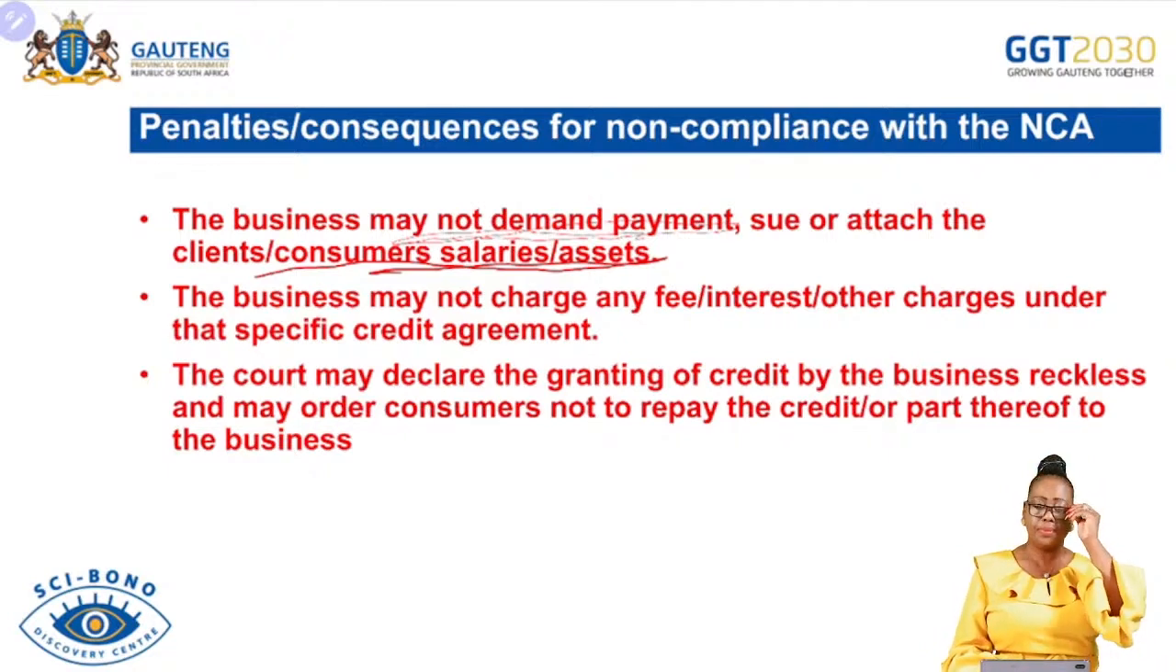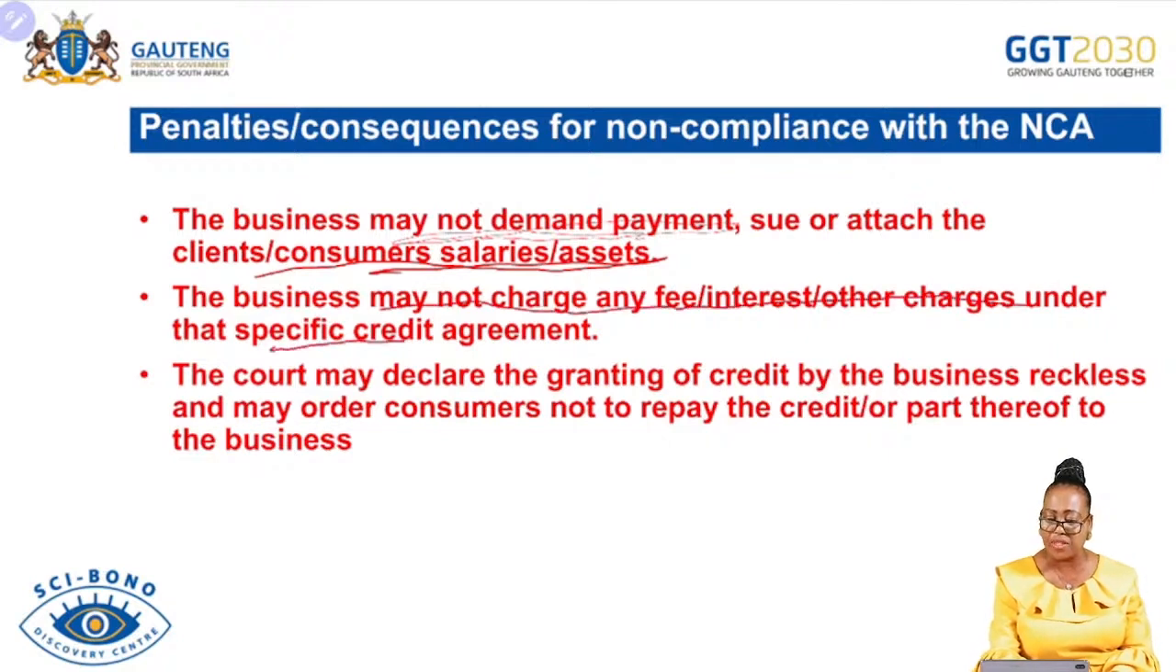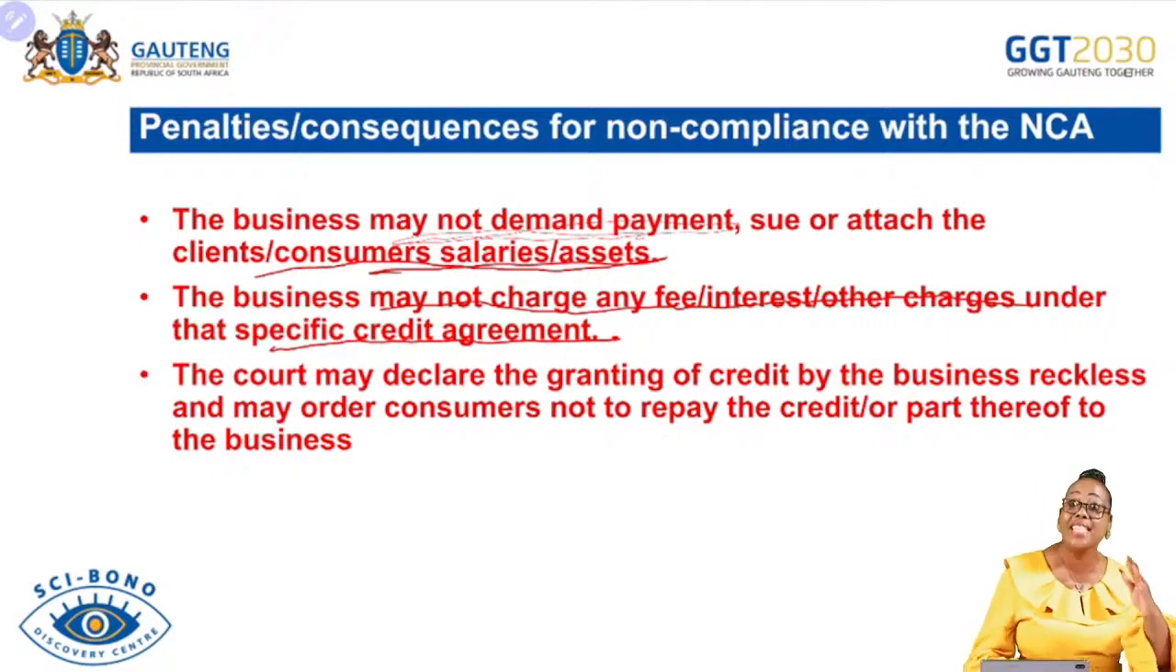That's a penalty. Another one is the business may not charge any fee or interest other than charges under the specific credit agreement. There are charges already which are there in the credit agreement. So those charges, they cannot be extended further. Sometimes businesses can be abusive. Maybe they say, because we have called you, you owe us more money. Because we have SMS'd you, you owe us more money. That is wrong. So the penalty is they cannot. Whatever charges that are there in the credit agreement, that's enough, not further than that.